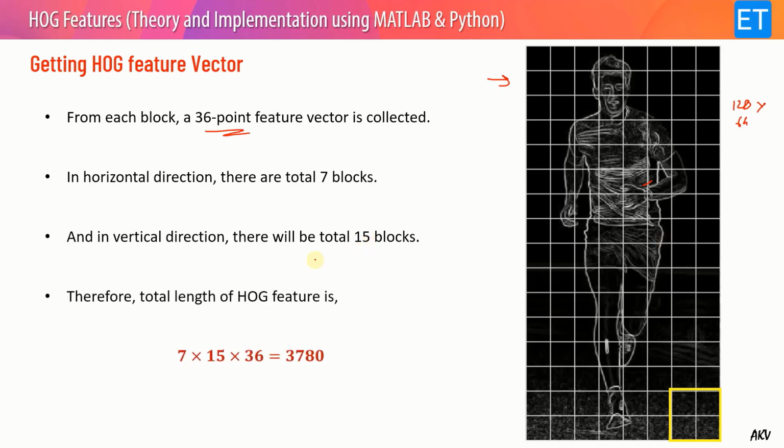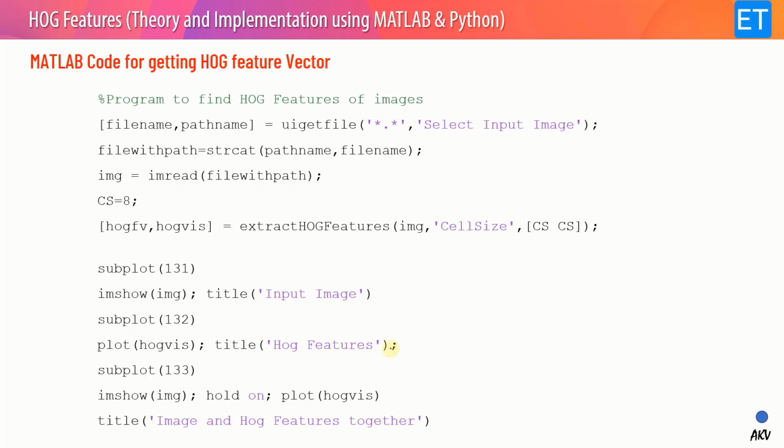So the total size of the HOG feature will be 3780, because 7 horizontally, 15 vertically, and each block has a feature vector of size 36. So the size of the HOG feature is 3780 for this small image segment of 128 by 64 pixels. Of course this is a very huge value for this small image segment, but it is quite powerful and widely used for object detection. Now let's come to this MATLAB code for getting this HOG feature vector.